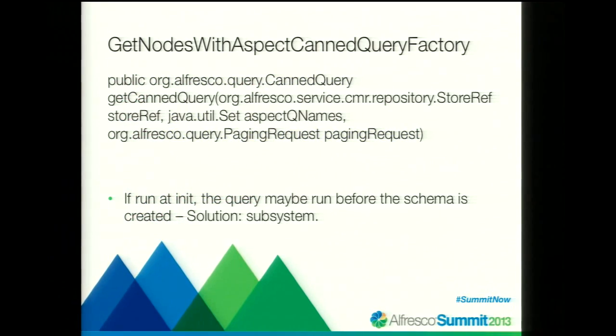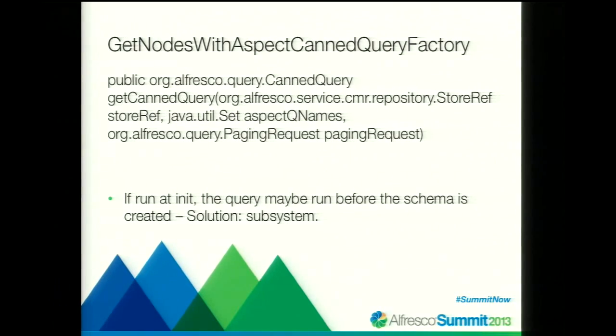Canned queries then are pretty easy. We want to be able to say what store we're going against, so you don't have to go against the workspace store. You could also go and query against the archive store if you're looking for stuff that's been archived out of Alfresco. A set of queue names, and then the paging request, how you want that information to come back to you, the page size that you're going to work with.